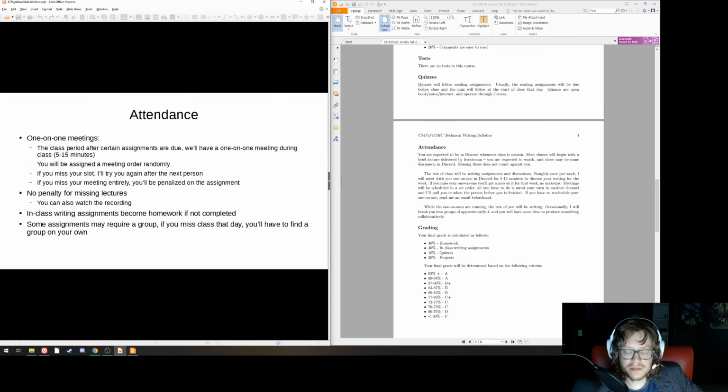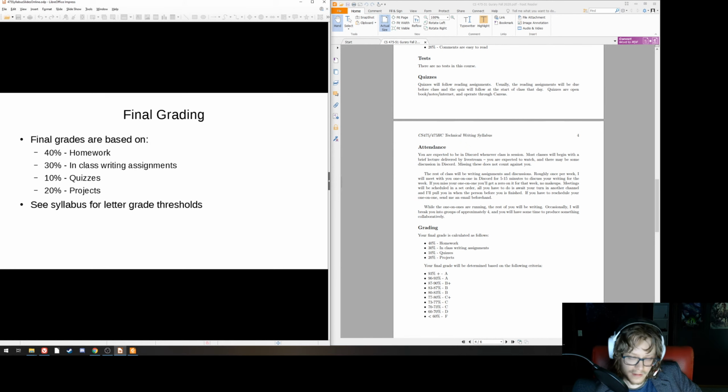In-class writing assignments will become homework if you don't finish them. And some assignments might require a group, so if you miss class that day, just find somebody to work with on your own. Some assignments have an element where you have to write back and forth to each other, so you'll have to find a partner somehow, and you can do that through Discord, hopefully, if somebody else missed class as well.